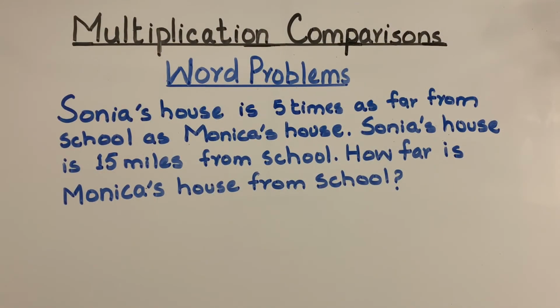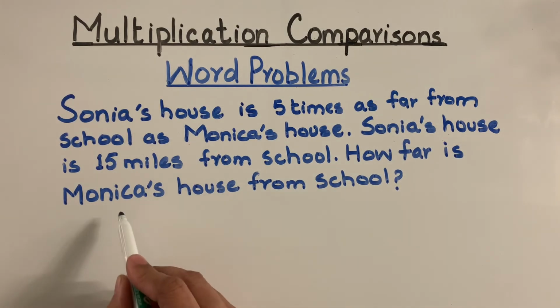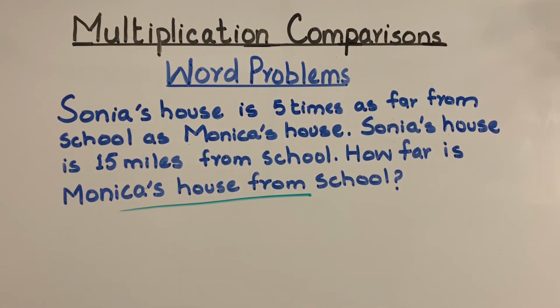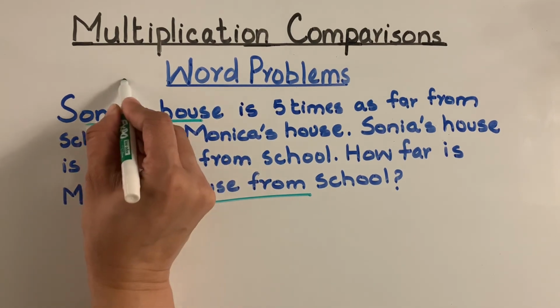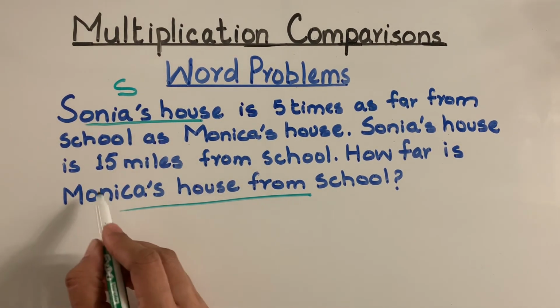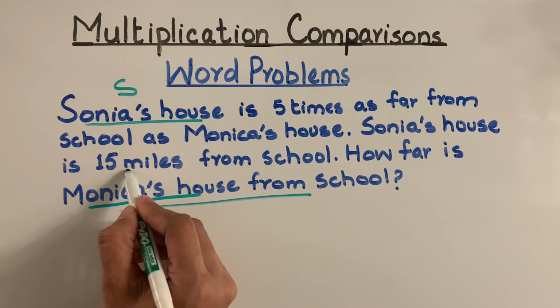Let's have another problem. Sonia's house is 5 times as far from school as Monica's house. Sonia's house is 15 miles from school. How far is Monica's house from school? So here we have to find the distance of Monica's house from school. This is what we have to find. I'm going to use S for Sonia's house and M for Monica's house.